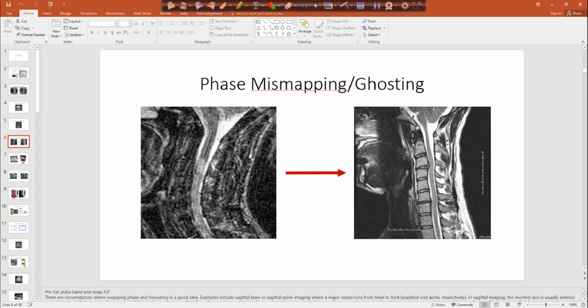image. And then here's our C-spine. You could put a sat band. You could put the oversampling up and above. Have your phase direction going head to toe. And that reduces or completely eliminates that motion artifact coming from the carotids and the esophagus.